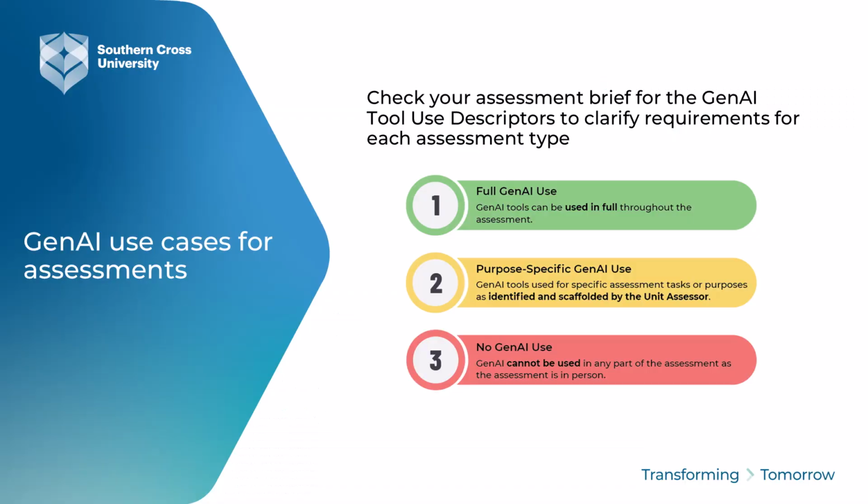Moving on to using GenAI tools in your assessment. First, you must check to confirm whether GenAI use is permitted in your assessment task. Your unit assessor will let you know what level of use is allowed for each task within the assessment brief. Understanding what is allowed and not is key to staying on track. So always check the descriptor for your task and keep a record of how you've used the GenAI tool, just in case you need to show proof of this later.